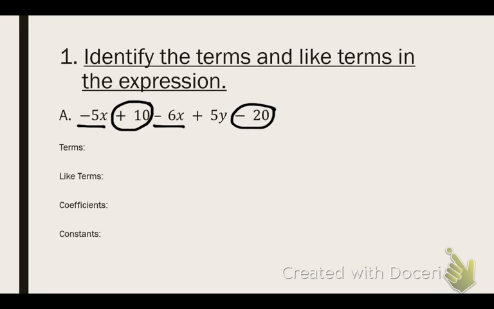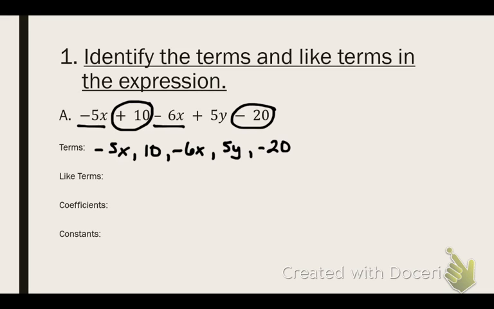What's the first one? Negative 5x. The next one? 10. What's the next one? Negative 6x. Good job. The next one? Positive 5. And the final one? Negative 20. Okay, so remember, when we talked about it yesterday, the term is just the different parts of the expression that are being added or subtracted together.